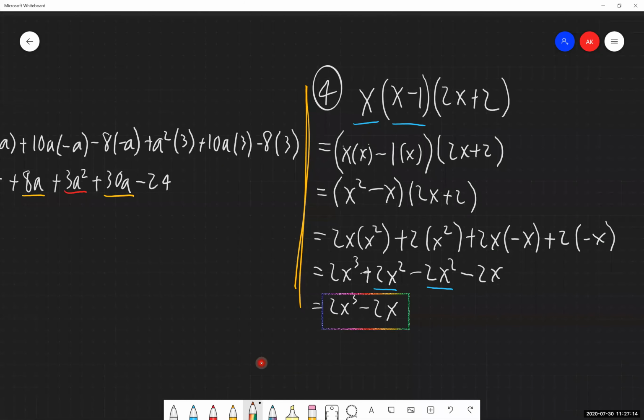So this is everything that we have for the 6.3 material, where we are multiplying polynomials together. So I'll end our recording here.